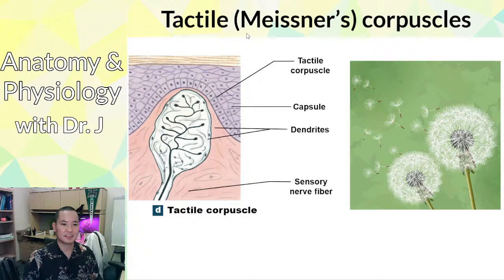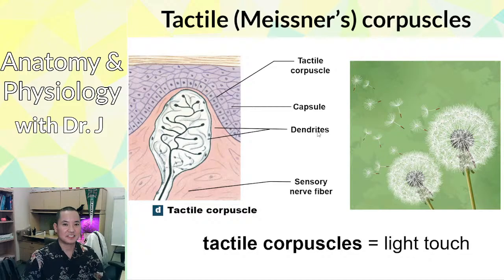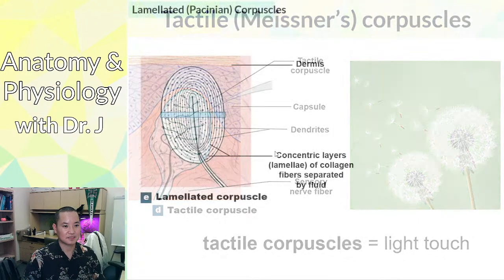So this is the way I like to think about tactile corpuscles, like little dandelions. You only need a light touch. So this is what they detect. Just like these little dandelions, they only need a light touch to scatter the seeds. Same with these tactile Meissner corpuscles.